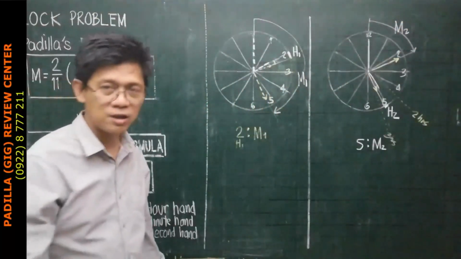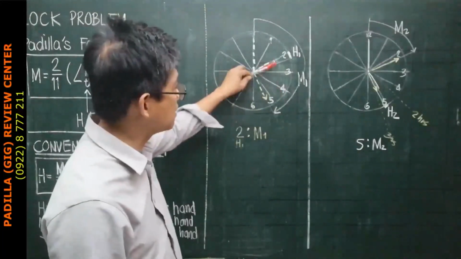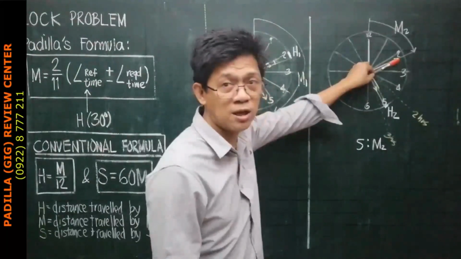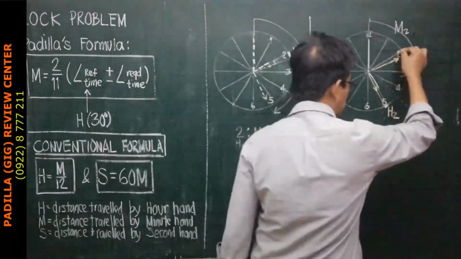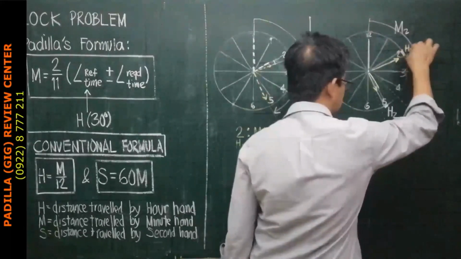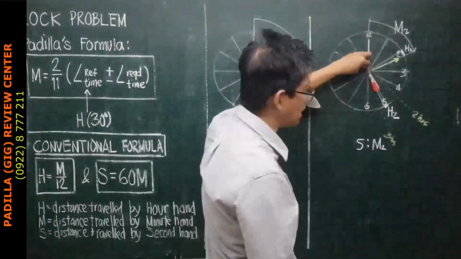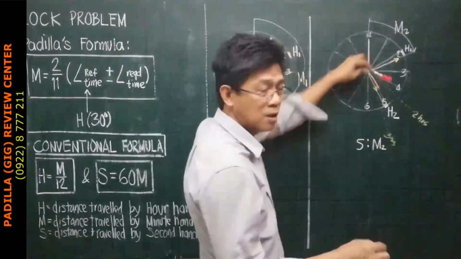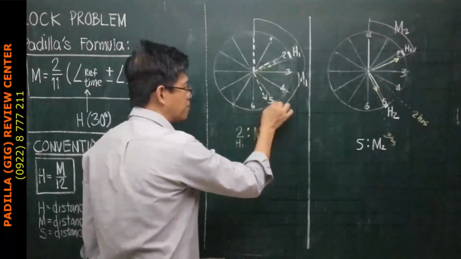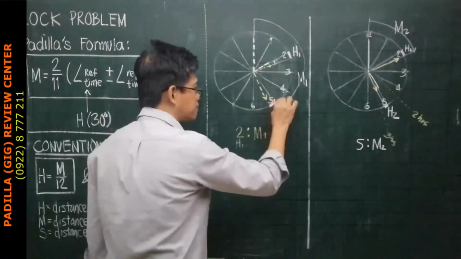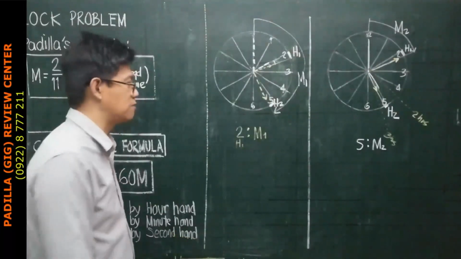We need M1, we need M2. But take note that the position of the hour hand here is the position of the minute hand here. So if this is H1, this must also be H1. The position of the minute hand here and the position of the hour hand here are the same. So if this is H2, this must also be H2. Right? Okay. Let me establish the equation.